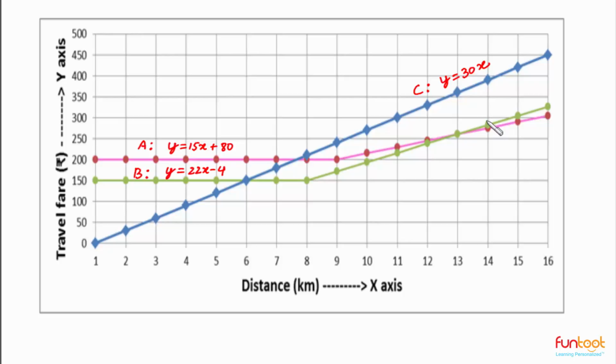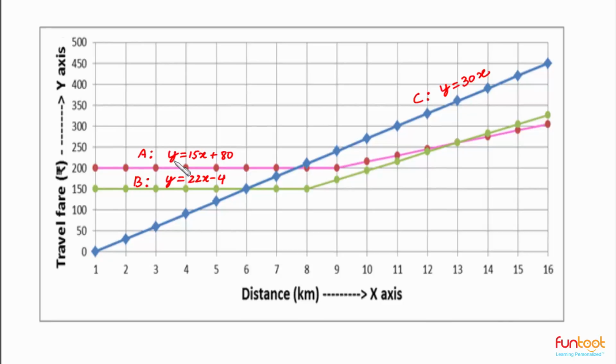So these are the graphs we have plotted for the 3 taxi services. The blue one is for C, green one is for B, and the pink one is for A. Let's take the case of Praveen first. Praveen has to travel 25 kilometers, and we can see that graph of C is going way over the graph of the other 2 taxi services, so C is ruled out.